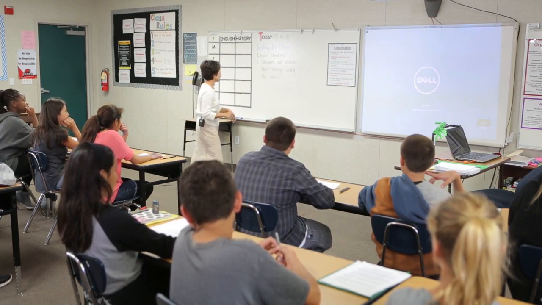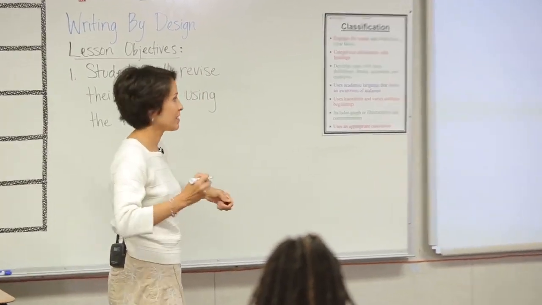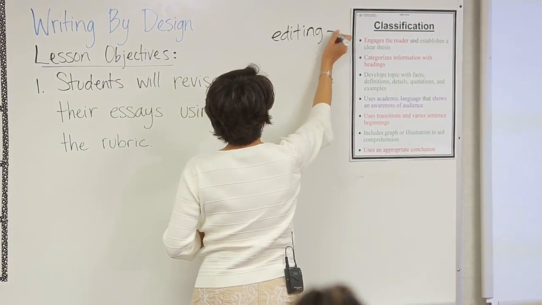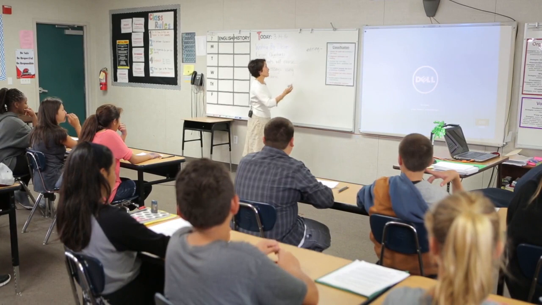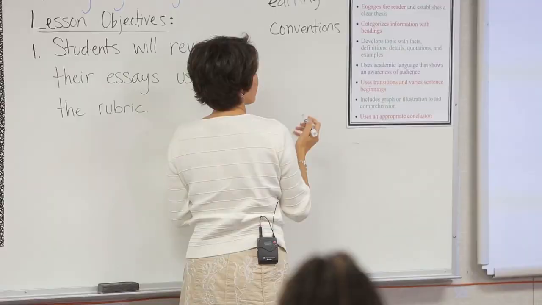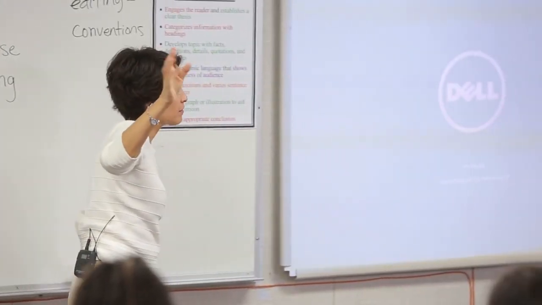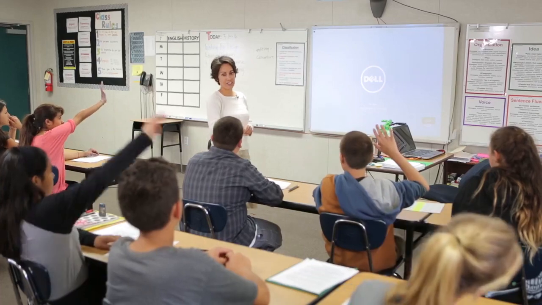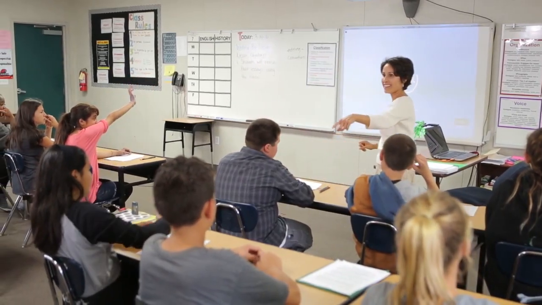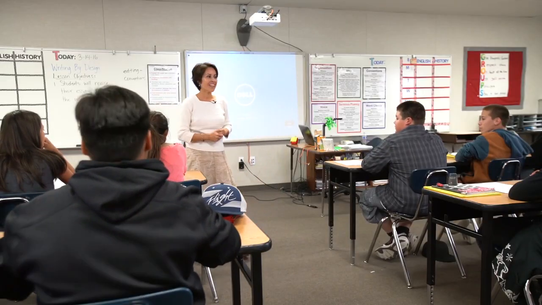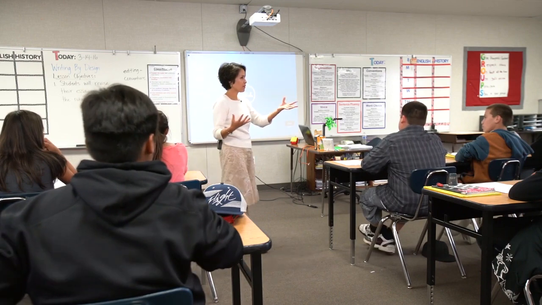But editing is going to be more for conventions, okay? So I'll just put right here, editing. That's what we're going to do tomorrow, and we're going to look at conventions. What are some components of conventions? If you look over there on our six traits chart, what kind of things are conventions about? Punctuation. Good. Grammar. Capitalization. Format. Spelling. Spelling, good.